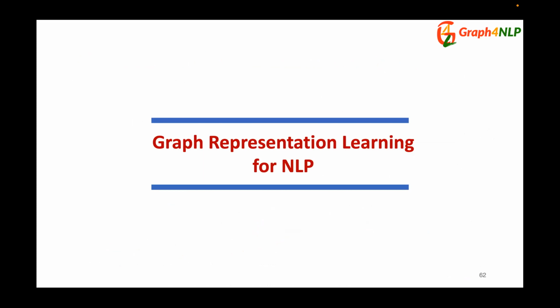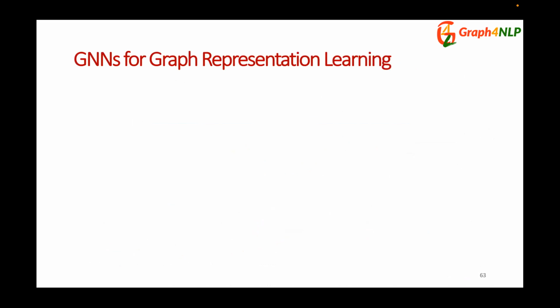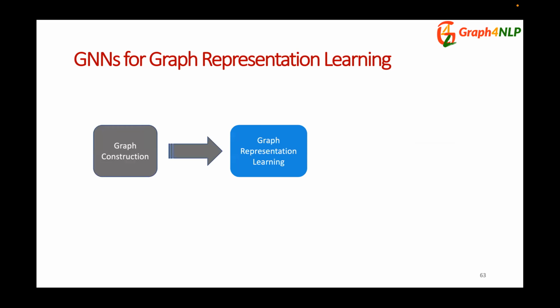Next, I will talk about the graph representation learning for NLP part. Let's briefly recap the DLG4NLP pipeline. Given a graph, we usually first construct a graph, and then we apply some graph representation learning methods, which are usually various graph neural networks.